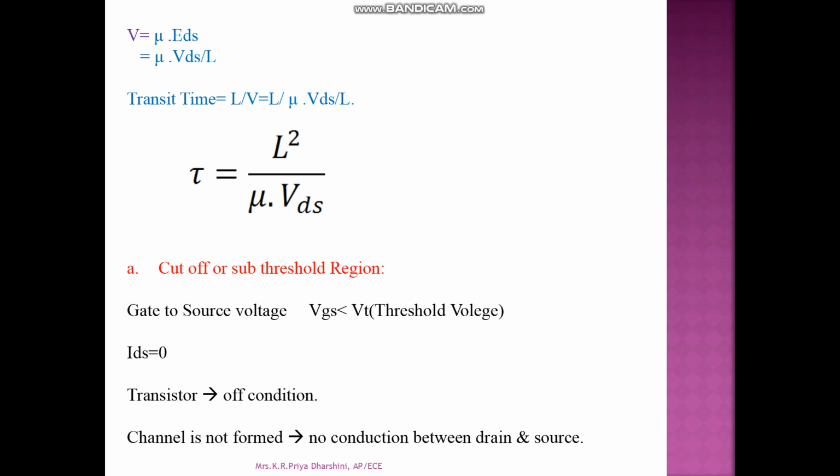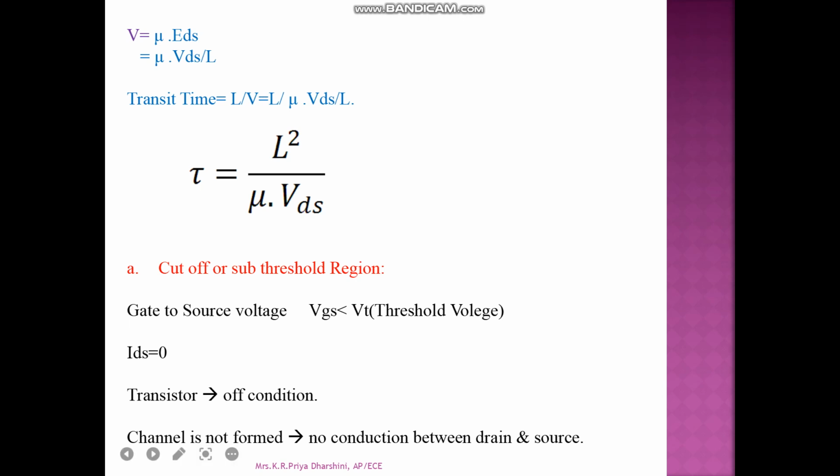Next, we'll see the three regions: cutoff region, saturation region, and non-saturation region. The cutoff region is also called the subthreshold region. The condition for this is that VGS, the gate-to-source voltage, should be less than the threshold voltage, and IDS is equal to 0, that is, the drain-to-source current is 0. Am I clear? There are two conditions to follow: the gate-to-source voltage should be less than the threshold voltage and the drain-to-source current should be 0.